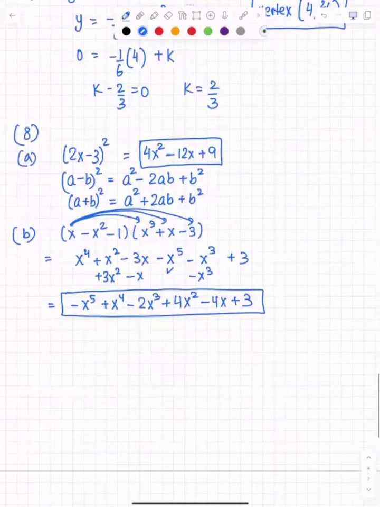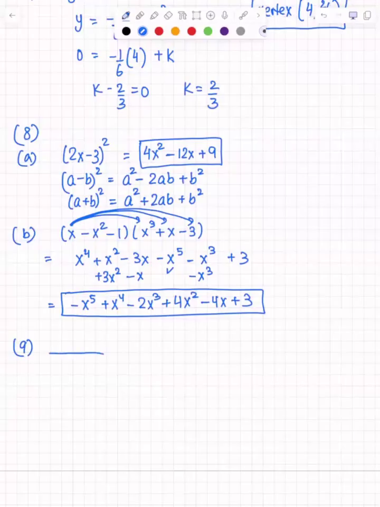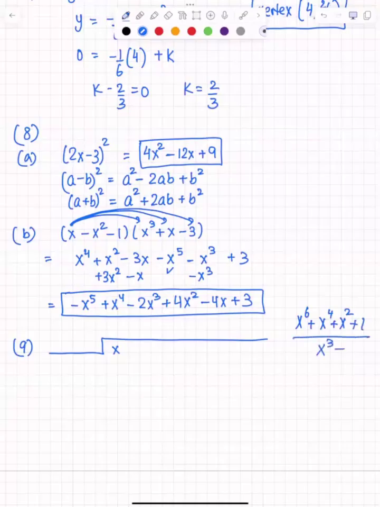Okay, and finally part C, sorry, number 9. Divide by x squared, is that a square or a cubed? I think it's by x cubed. Let's do this with x cubed, okay? So let's divide. It says x to the 6 plus x to the 4 plus x squared plus 1, divided by, let's do it by x cubed plus 1. Okay.